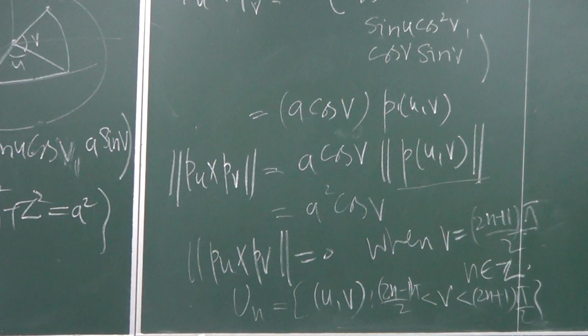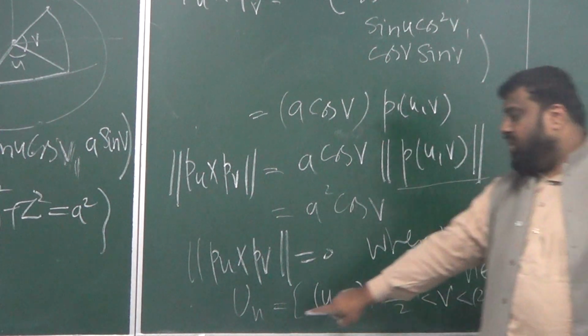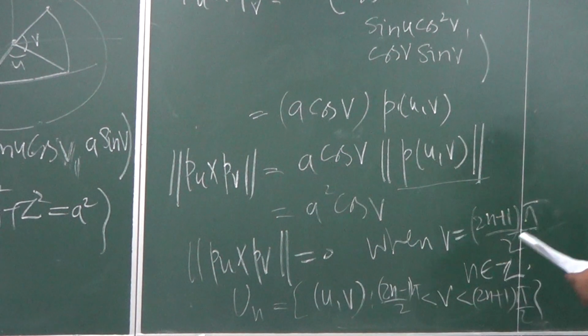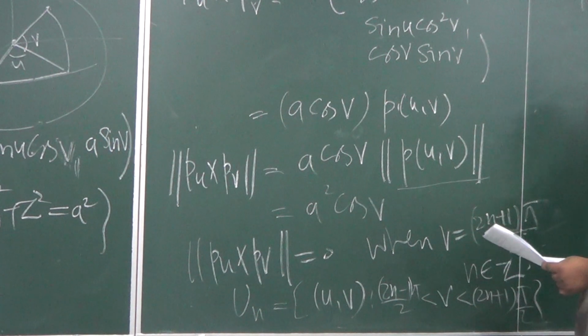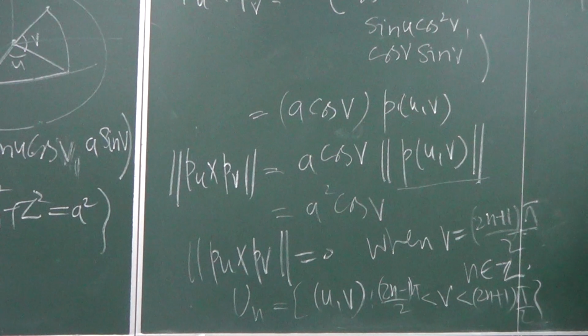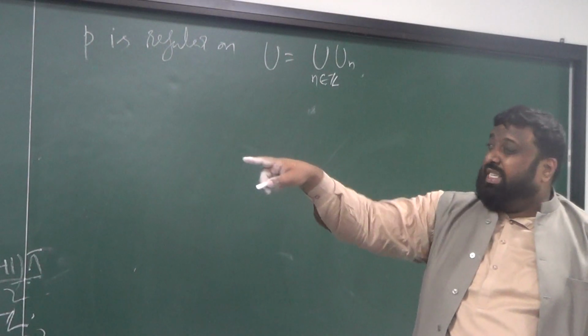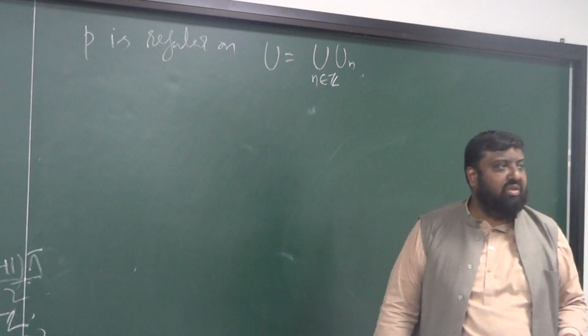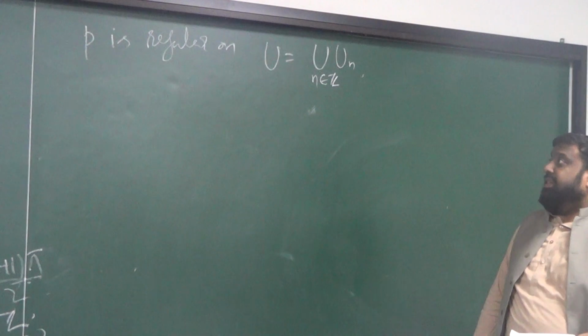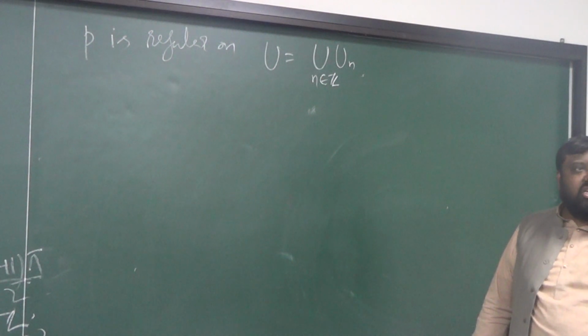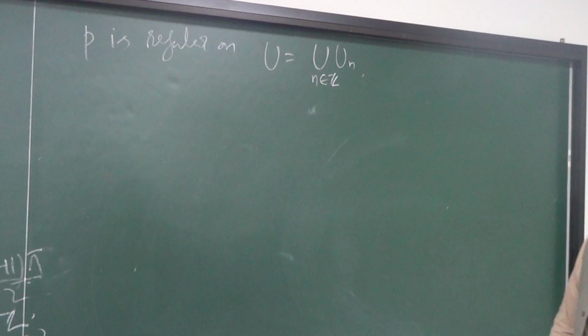Let me write it more precisely. What should be the domain of the parameterization? My domain of the parameterization is going to be the union of all such sets. So hence I'm going to say that P is regular on U, which is the union of all these U_n where n is in Z. So that would be the domain for P. If you see P at its face value, it's not a sphere. You have to remove some points from the domain, which are troublemaking. Okay, troublemaking, I know, but okay.